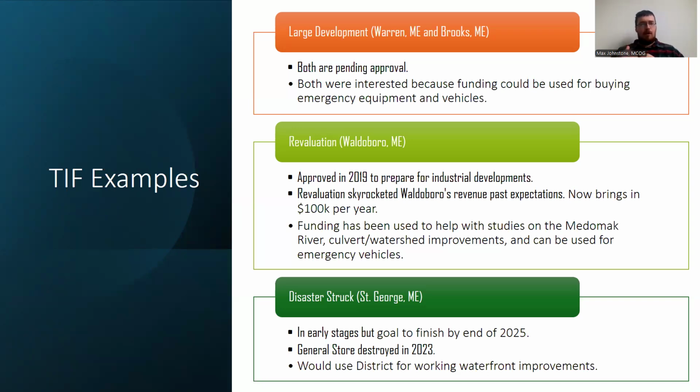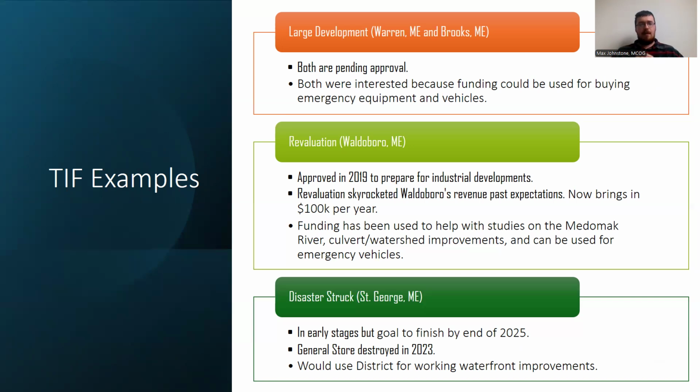Then in Waldoboro, they benefited greatly from a revaluation. I actually put that one together, and it was approved in 2019 for all these new industrial projects that were going to happen. But surprisingly, no one wanted to build in 2020. I don't know what was going on. But then a revaluation kicked in Waldoboro in '22, I believe. And suddenly the revenue has gone way past my original expectations and now brings in over $100,000 a year, which is being used for studies in the Medomak River to improve water quality, again, culvert replacements, but also preparing the town for other ways it can improve its working waterfronts.